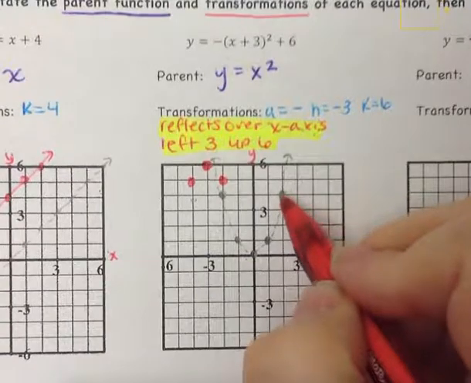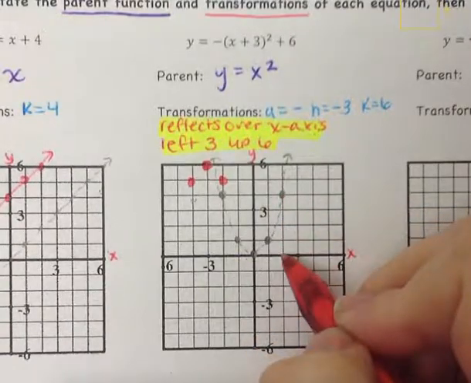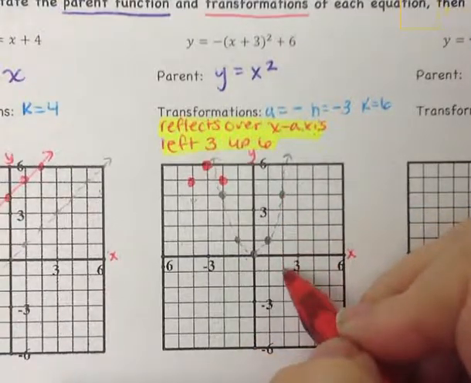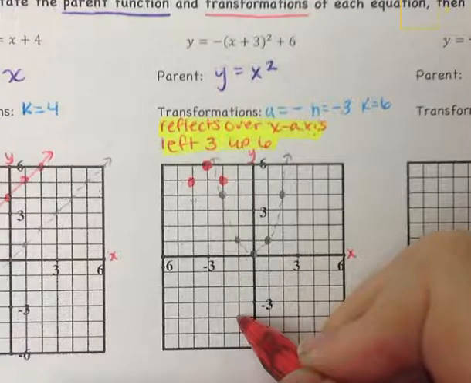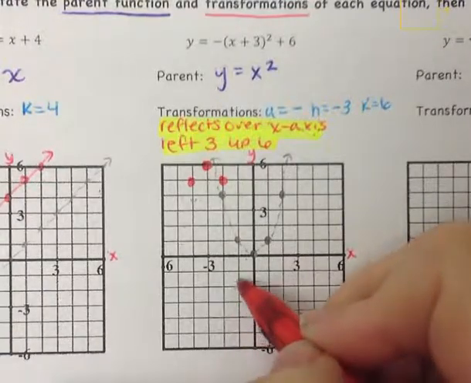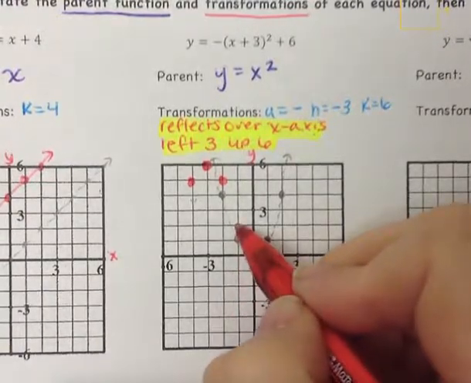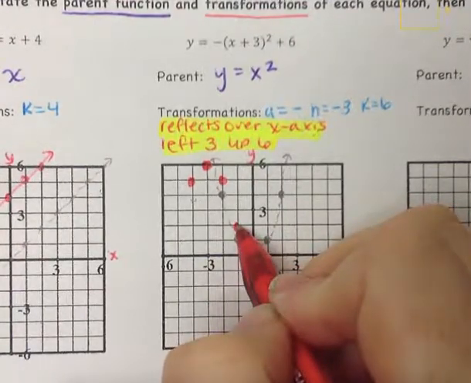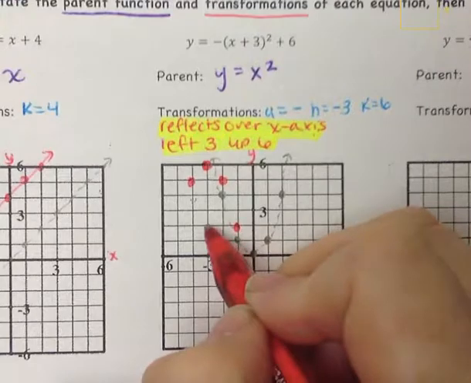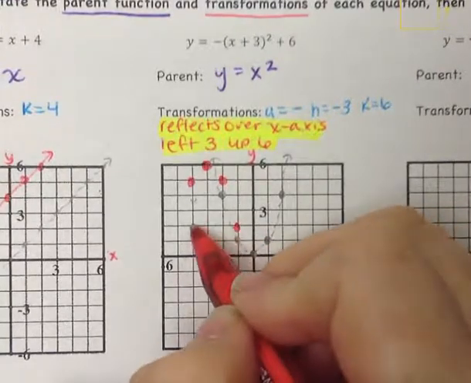To reflect, 1, 2, 3, 4 to get to the x-axis, and then 1, 2, 3, 4 to reflect. Now I need to move left 3, 1, 2, 3, and then up 6. 1, 2, 3, 4, 5, 6. This is my coordinate. Then I can mirror it across the new axis of symmetry, which is here. So 1, 2, 1, 2.